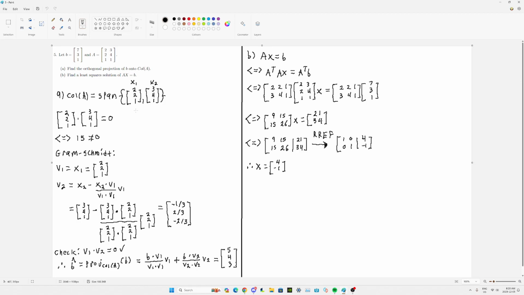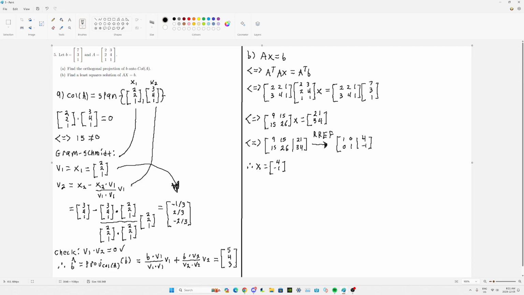So take the first column, that's x1. Take the second one, that's x2. This is guaranteed to give us orthogonal vectors once again, such that the vectors are not dependent. After doing that, we get this result over here. Once again, you can check if this is orthogonal, just to see if you messed up. After checking, we see that it is. The dot product is 0. So we're good to go.